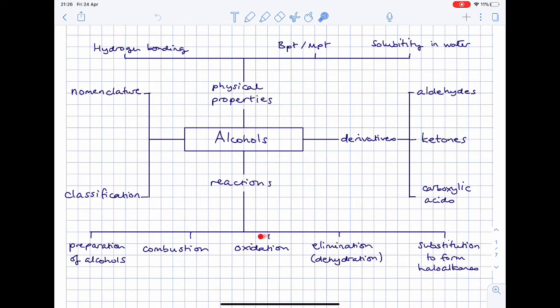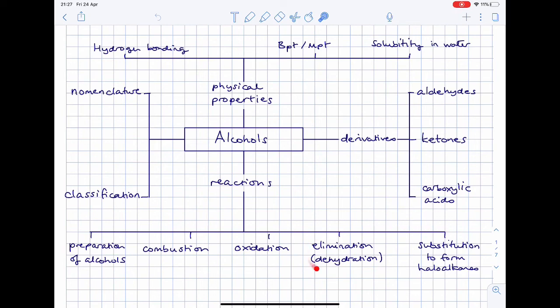Then we looked at another type of oxidation reaction, which is not burning the alcohol, and that's using oxidizing agents like acidified potassium dichromate, and we produce an aldehyde, ketone, or carboxylic acid depending on the type of alcohol we use. So primary alcohols produce aldehydes initially, and then these aldehydes can further oxidize to carboxylic acids. Secondary alcohols oxidize to ketones, and tertiary alcohols cannot be oxidized by acidified potassium dichromate.